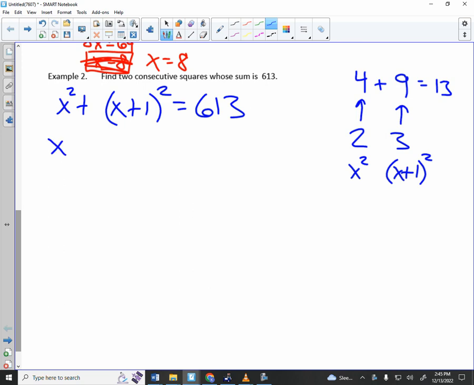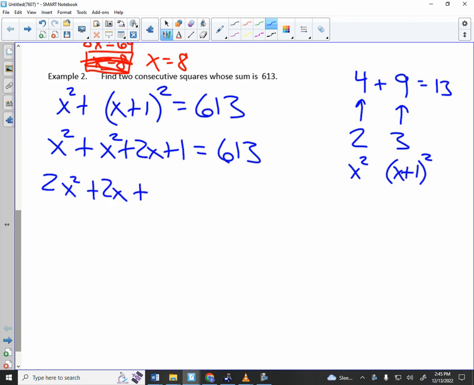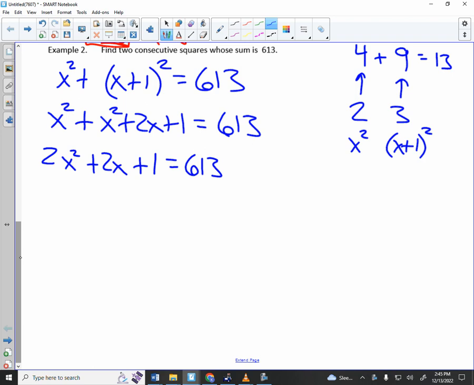So I have x squared plus what? Plus 2x plus 1 is equal to 613. Very good. X squared and x squared make 2x squared plus 2x plus 1 is 613. Now this is different because it is of the second degree. How do you solve something of second degree? Factor or? Either way you should set it equal to 0. So 2x squared plus 2x minus 612 is equal to 0.